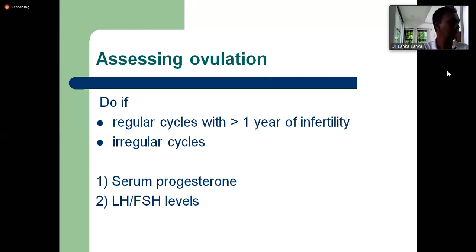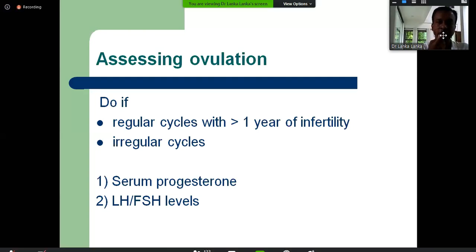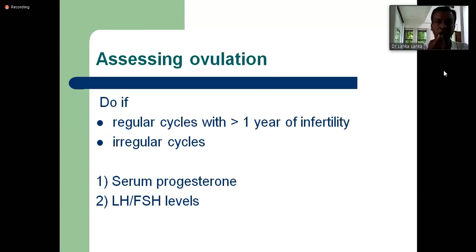So investigation-wise, what we have to do is mid-luteal progesterone, LH and FSH levels, and the dipstick test to see the LH surge. The best test is serial ultrasound scan to see the ovulation.